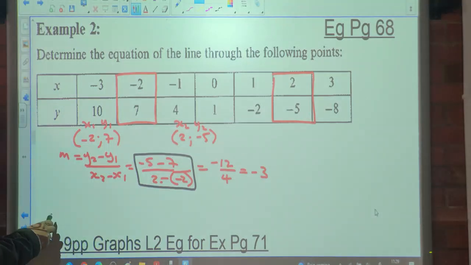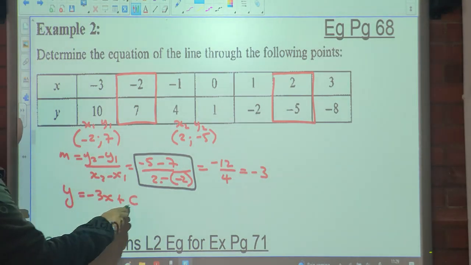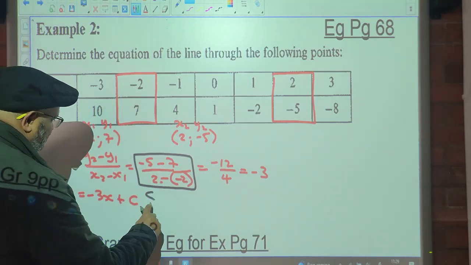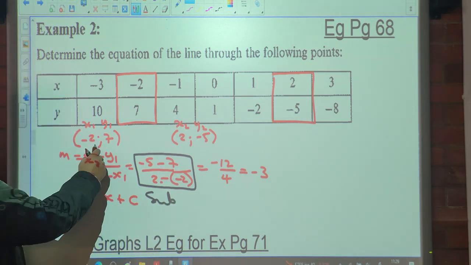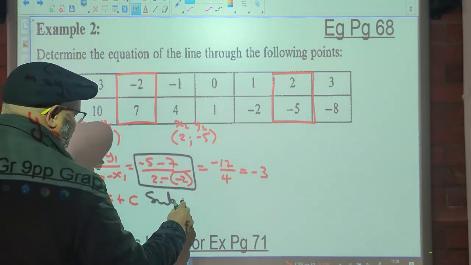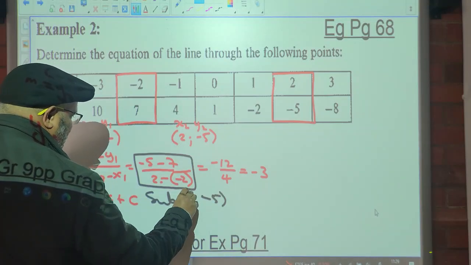Right, so what do we say now? y is equal to negative 3x plus c. I know c is going to be 1, I can put it on the table. But okay, so let's say we didn't know that. So what we do is substitute either or. You substitute any one of the two. Let's go with 2 and negative 5. Remembering this is an x and a y.